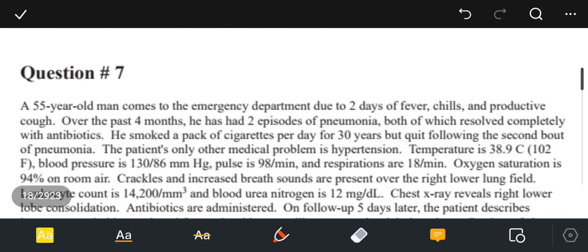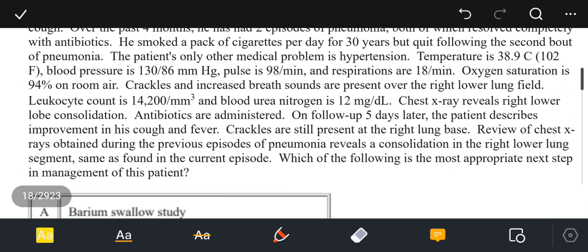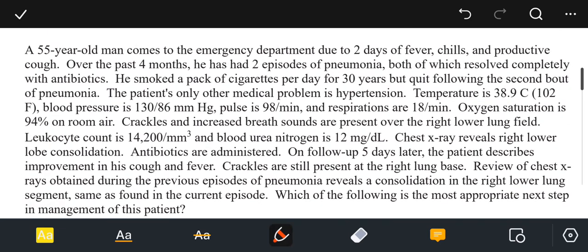Question number 7. In question number 7, they are asking about a 55 year old man who comes to the emergency department due to 2 days of fever, chills, and productive cough. Over the past 4 months, he has had 2 episodes of pneumonia, both of which resolved completely with antibiotics. He smoked a pack of cigarettes per day for 30 years, but quit following the second bout of pneumonia.